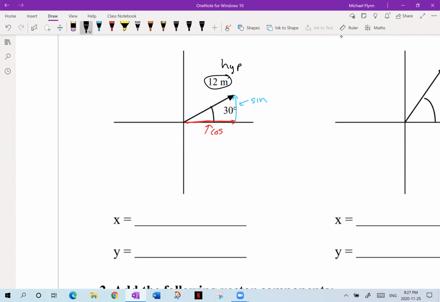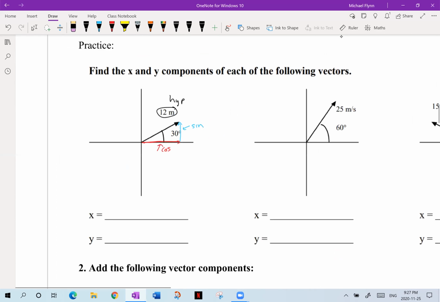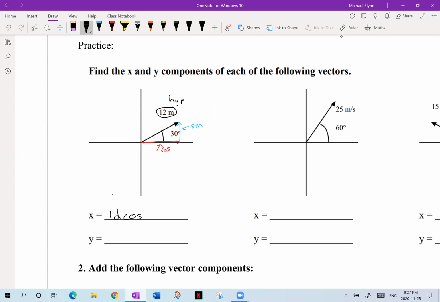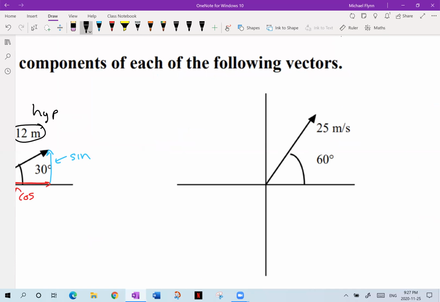So that's the hypotenuse. In order to get the x component, which is the red vector, you're going to go the hypotenuse, which is 12, times the cos of 30 degrees. And the y component is going to be 12 times the sine of 30 degrees. Good so far, right? Now what about this vector here?